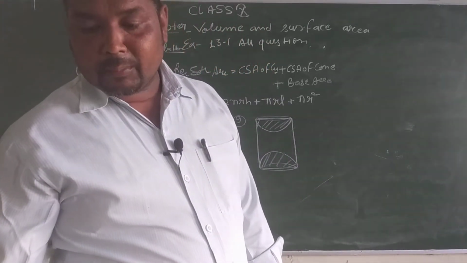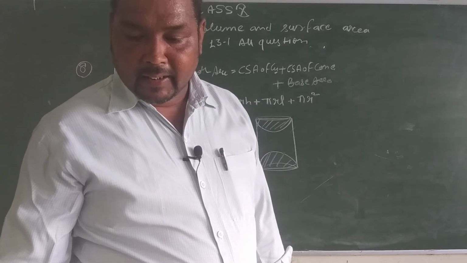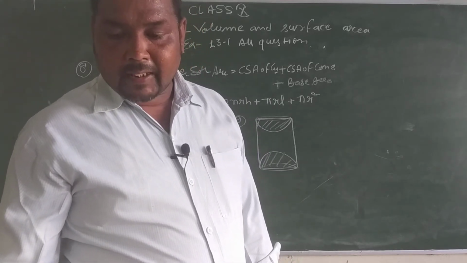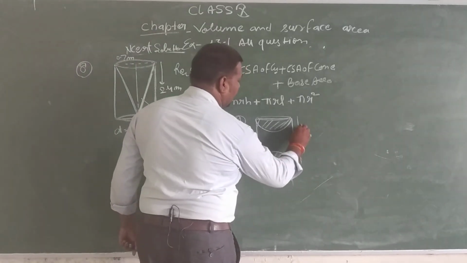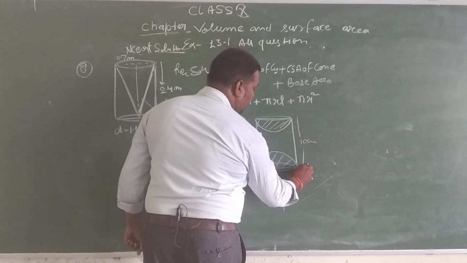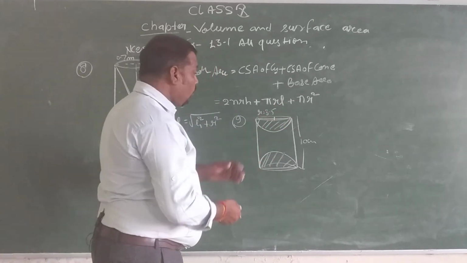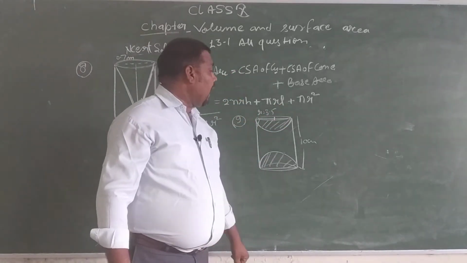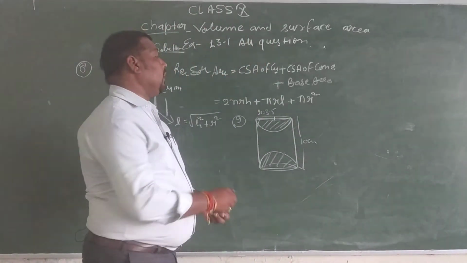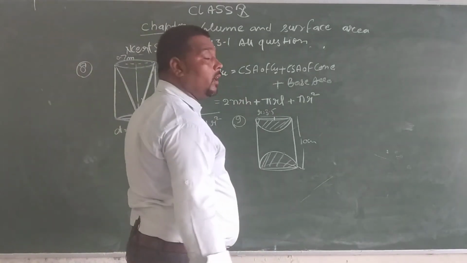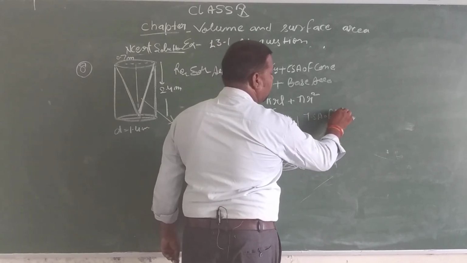A wooden article was made by scooping out a hemisphere from each end of a solid cylinder, as shown in the figure. The height of the cylinder is 10 cm and its radius is 3.5 cm. What happened, students? Find the total surface area of the remaining solid.